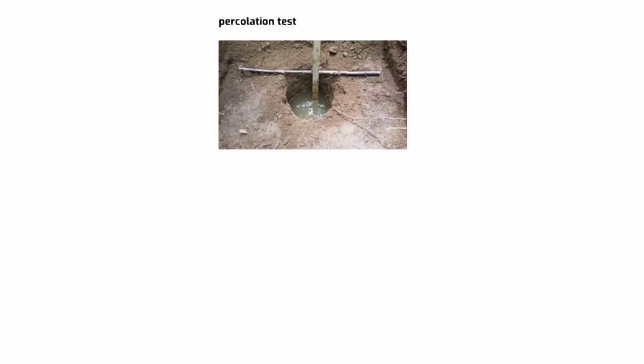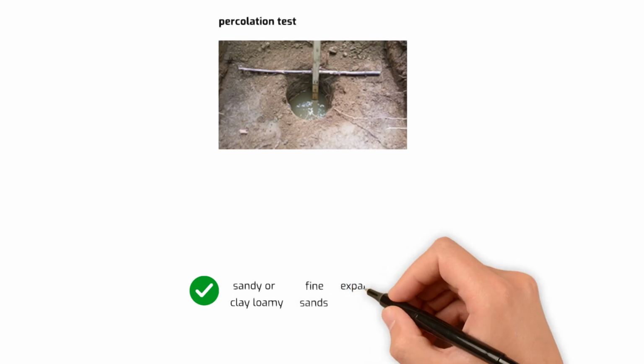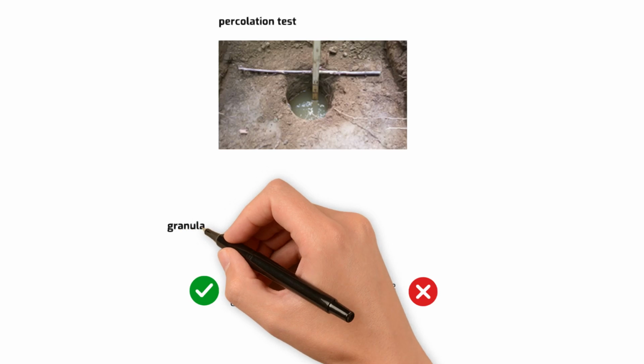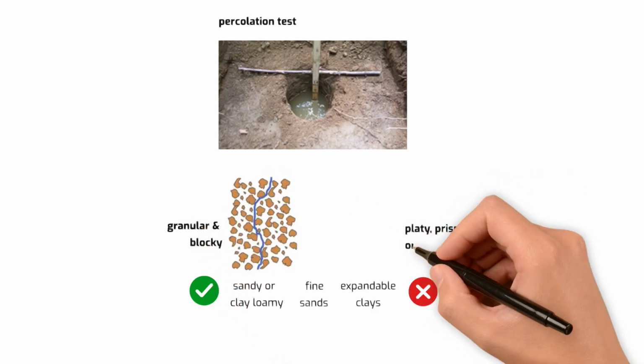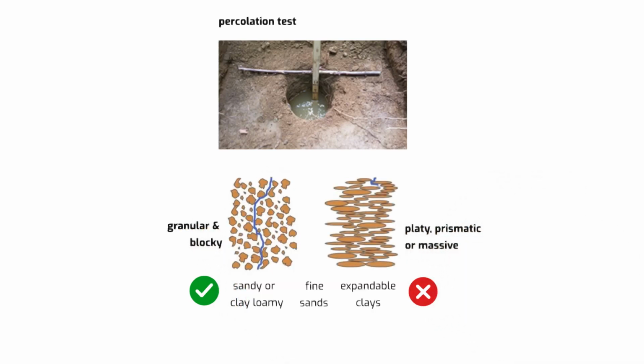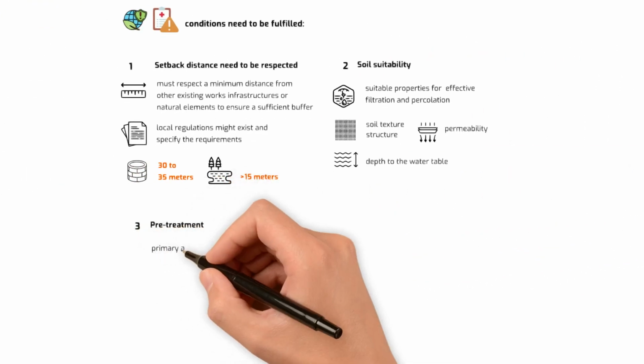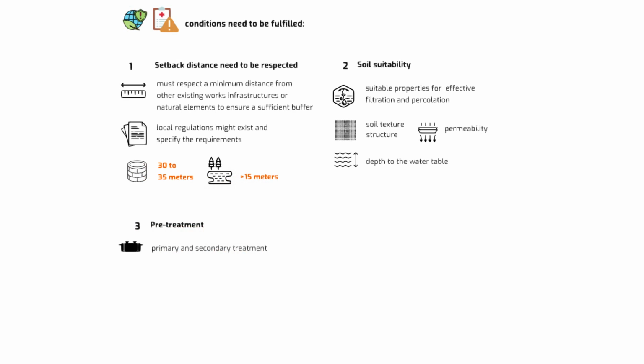Experiences show that the soil texture should be sandy or clay-loamy, while very fine sands and heavy and expandable clays are not favorable. Soil structure should be granular and blocky instead of platy, prismatic, or massive, as it would hinder percolation. Thirdly, the proper pretreatment, including primary and secondary treatment, of effluent before infiltration is critical.